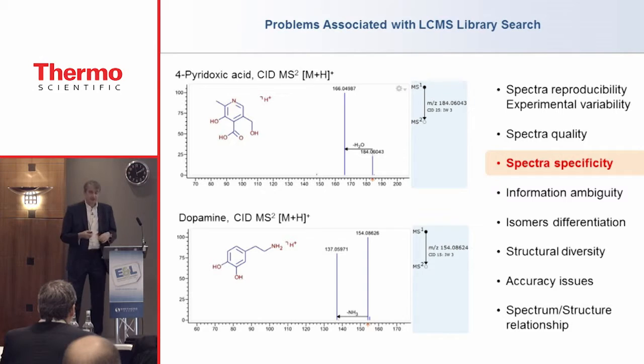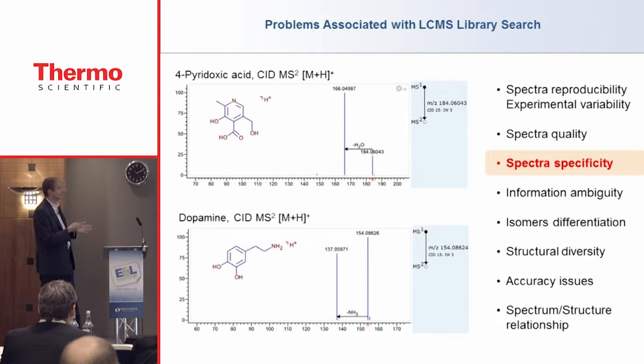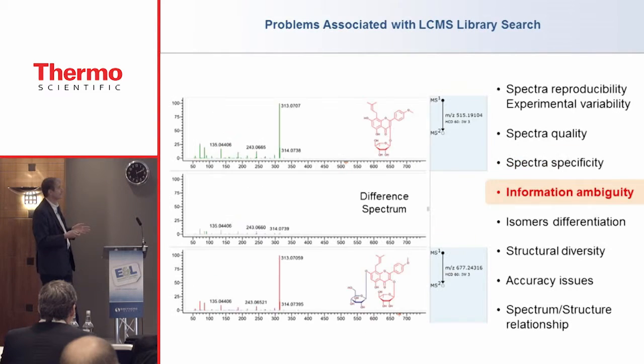Then there is spectral specificity. Some compounds exhibit very rich, nice fragmentation patterns, so very good fingerprints. Some do not, and often they produce very trivial neutral losses like water loss. So we can have hundreds, if not thousands, of compounds that will produce a water loss, so the spectra will be very similar. Not only the water loss, it's also the ammonium ion.